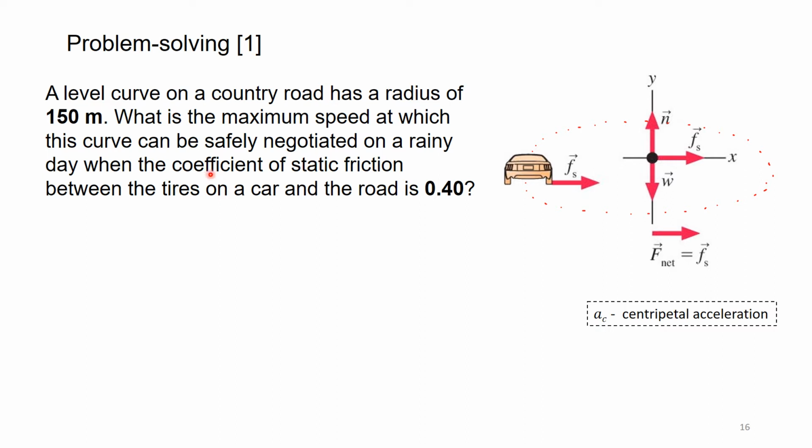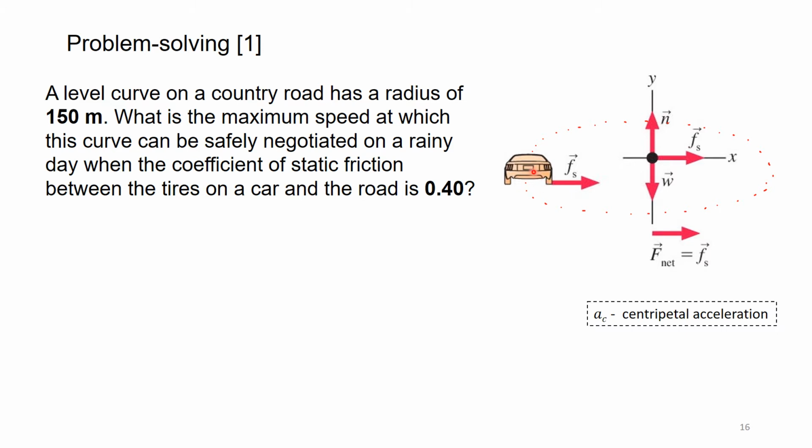Okay, all right, and it says the coefficient of static friction between the tires and the road is 0.4. Based on this information, we are trying to figure out the maximum speed at which the car can travel in this circle.